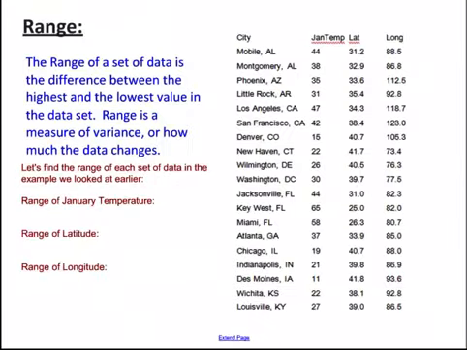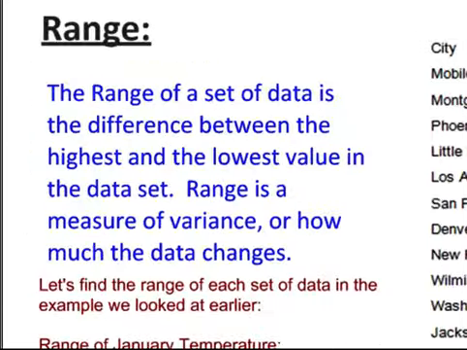Okay, secondly, we want to talk about range. We talked about measures of average: mean, median, and mode. Now we're going to talk about range. The range of a set of data is the difference between the highest and lowest value in the data set. Range is not a measure of average, it's a measure of variance, or how much the data changes in the set itself.